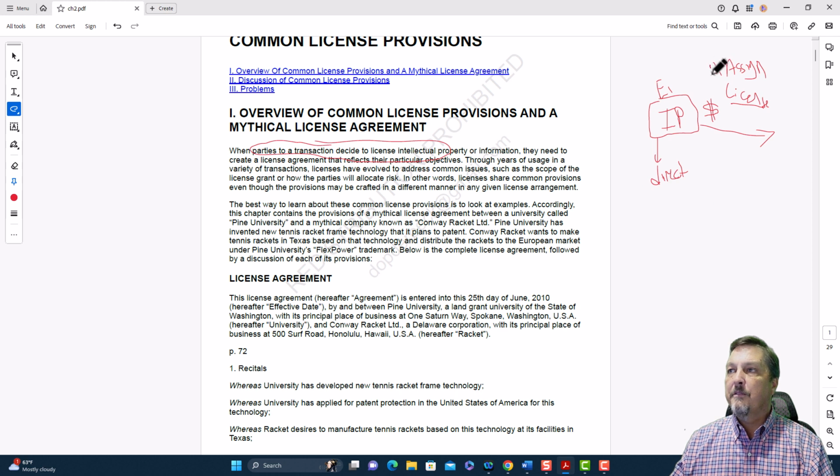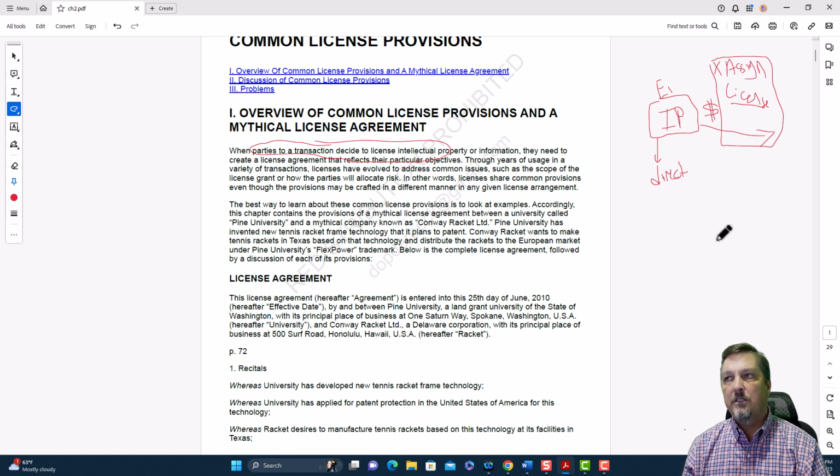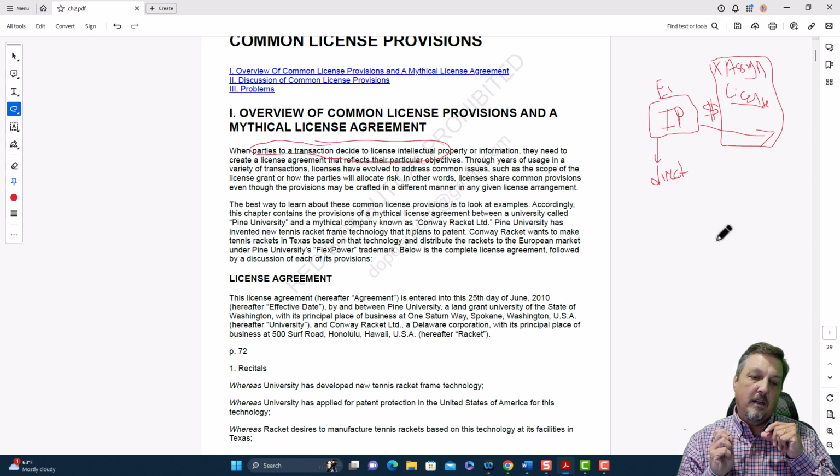And so there are a number of reasons why it can be advantageous to an IP owner to do a license rather than an assignment, or to do an assignment rather than a license. Some of those reasons and many of those reasons are business reasons, right? So some of those reasons are, for example, tax reasons.